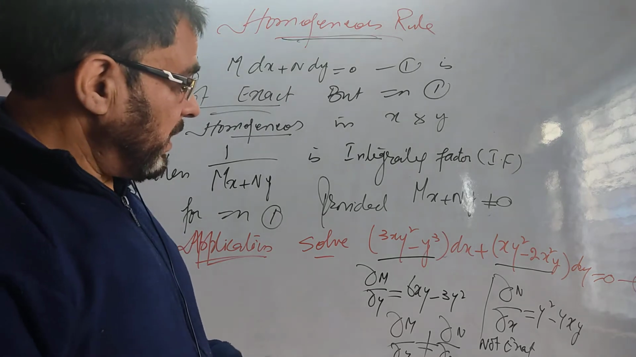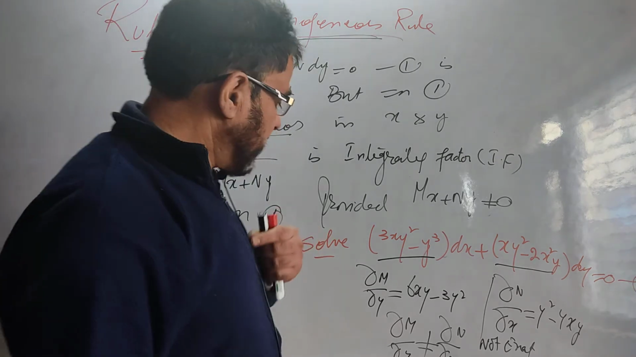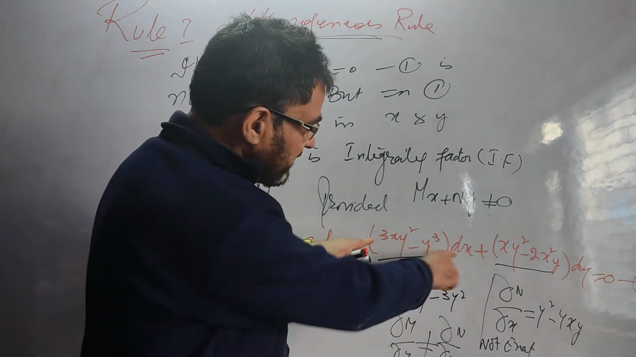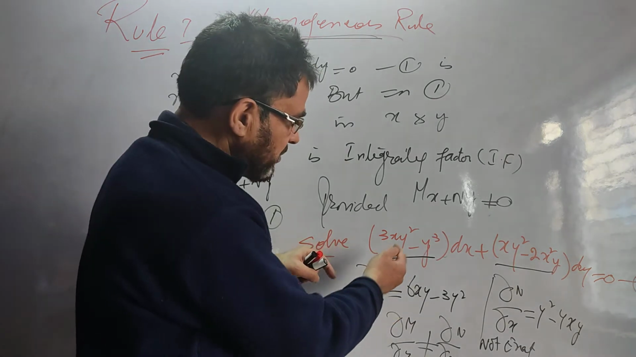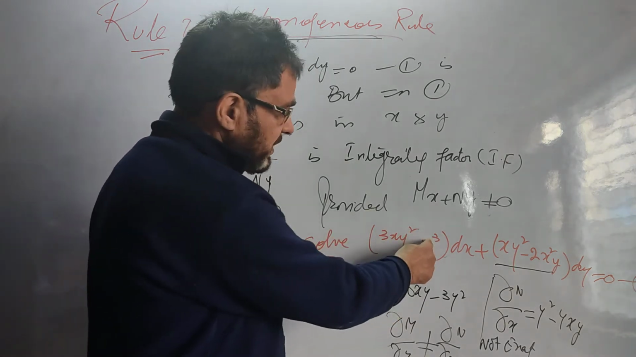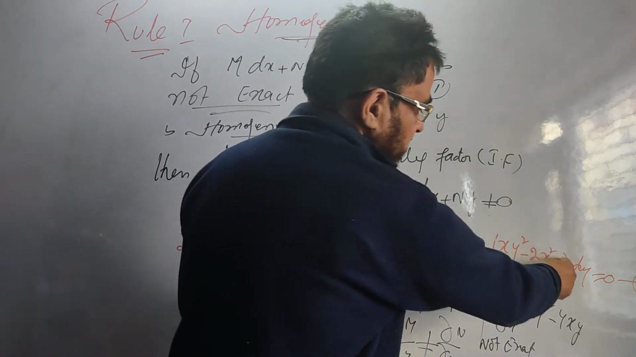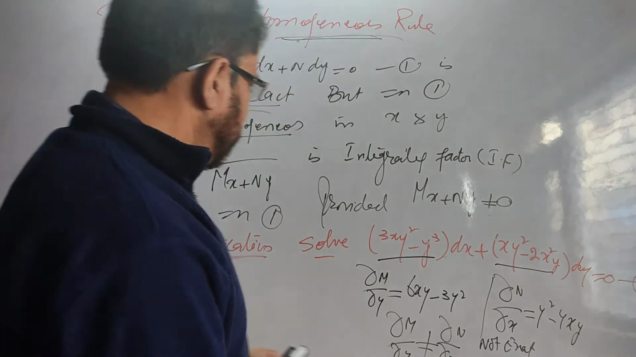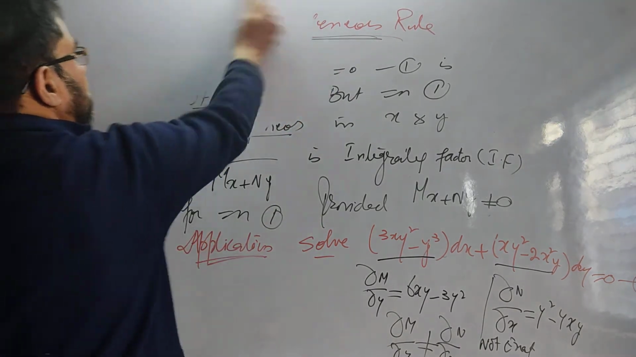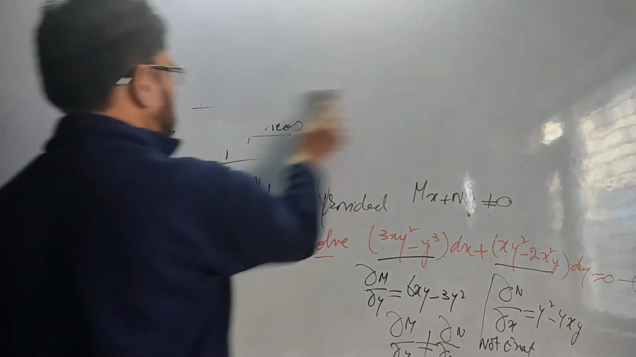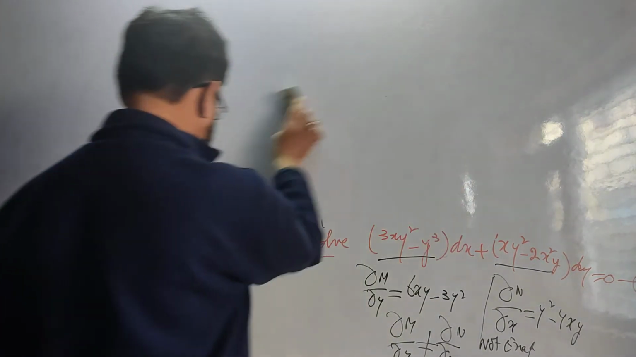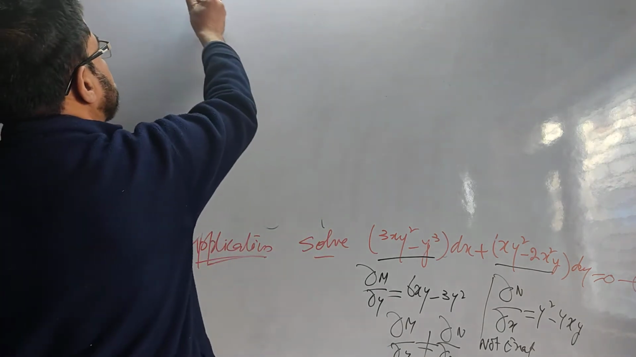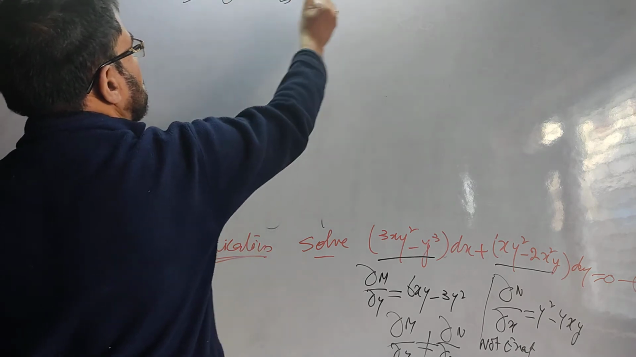So how should we go when it is not exact? But at the same time, you observe that it is a homogeneous function. How is it homogeneous? The degree here is 2 plus 1, 3; 2 plus 1, 3; 2 plus 1, 3. It is homogeneous of degree 3. So we see here that equation number 1 is homogeneous.